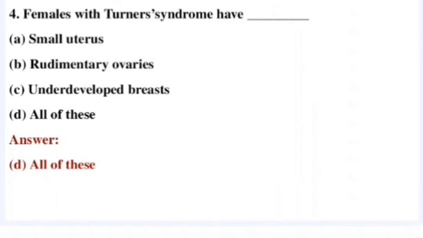Next is fourth question. Females with Turner syndrome have. We have learned about Klinefelter syndrome and Turner syndrome. Turner syndrome is 44 plus XO. The options are small uterus, rudimentary ovaries, underdeveloped breasts, and all of these. A, B, C all come under the symptoms of Turner syndrome: the uterus will be small, the ovaries will not be well developed, and the breasts underdeveloped. So females with Turner syndrome have all of these. D is the correct option.